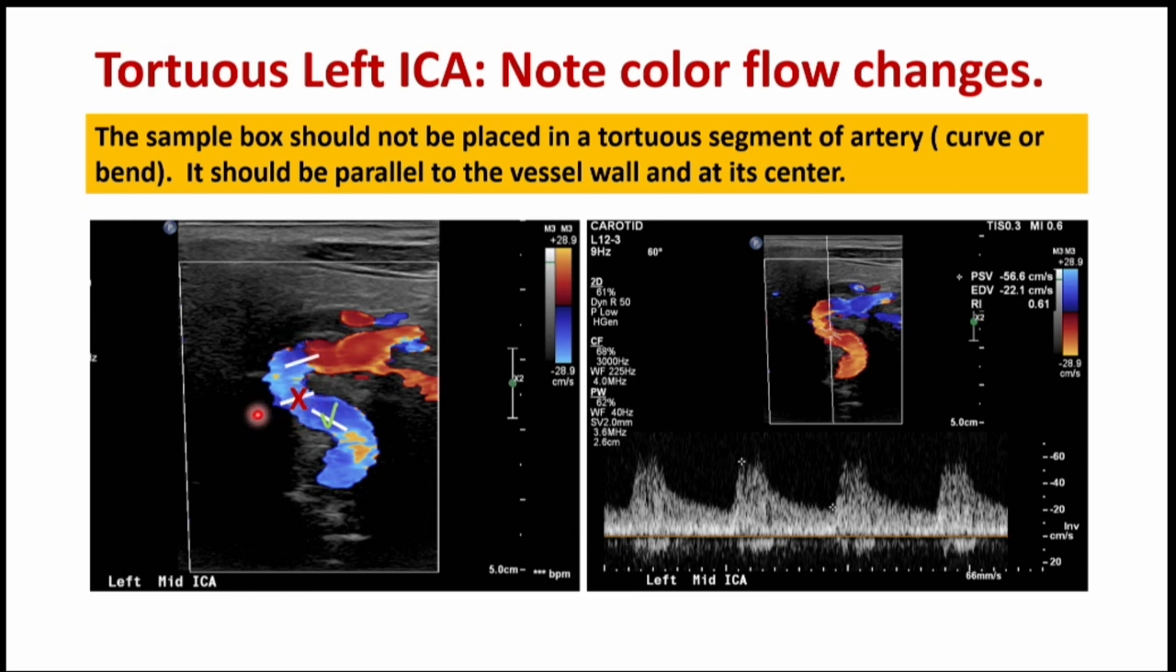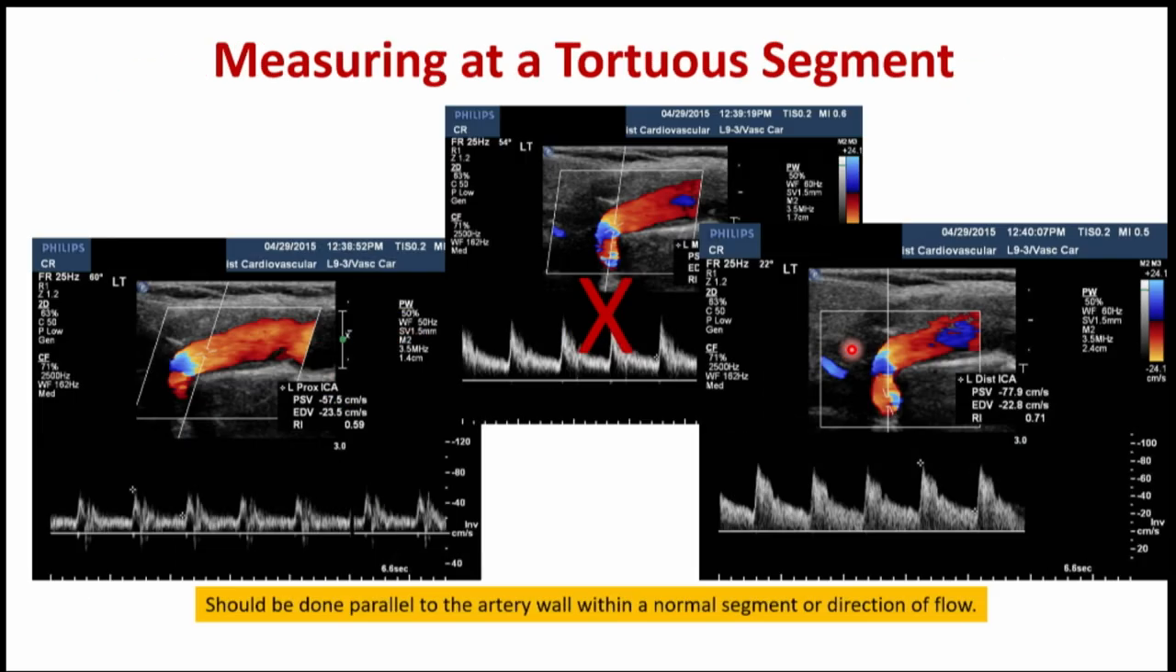If you measure with a transducer and the angle of incidence is this way, you're almost perpendicular to the wall, and you're going to get a completely different measurement. This is probably the better measurement, where you're getting as straight a segment of artery as possible, and you're measuring parallel to the direction of flow. So your sample box should not be placed in a tortuous segment, and this is an example where we're getting the measurement at the most accurate spot that we can.